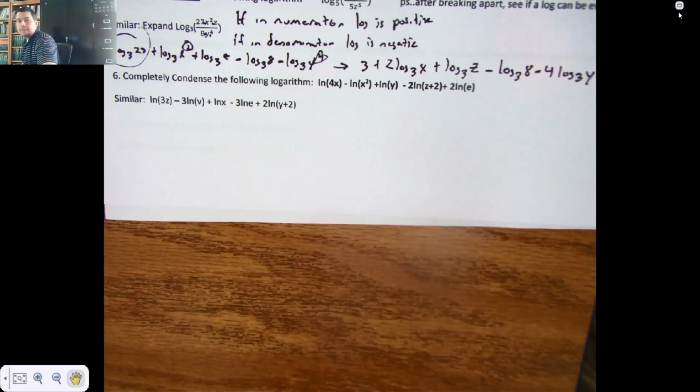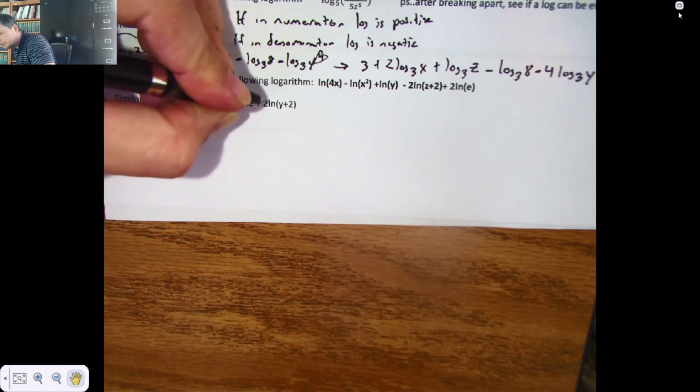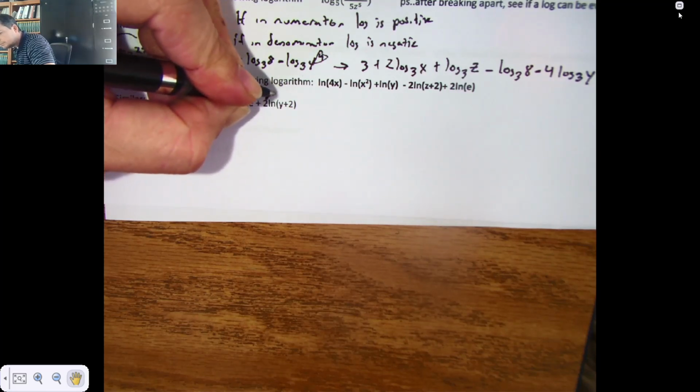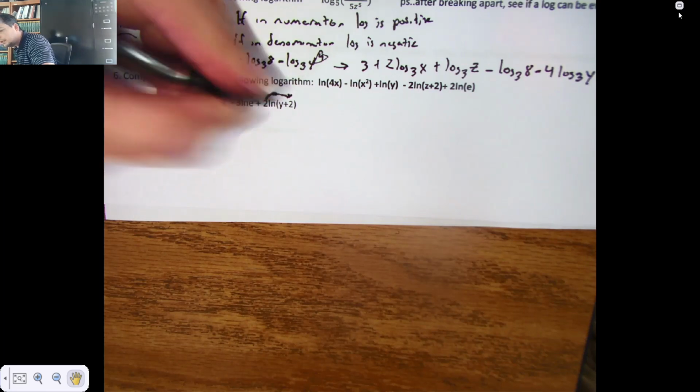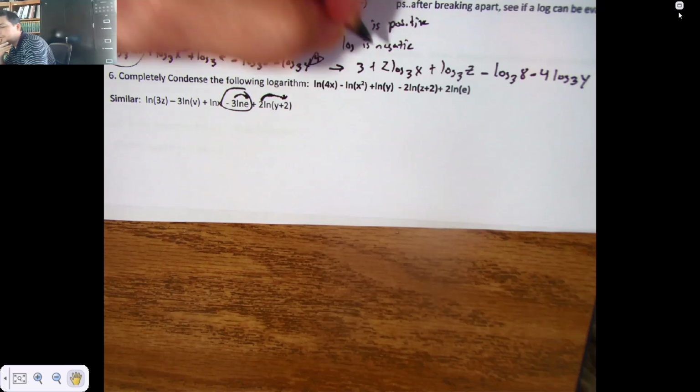And I'm going to stop on 6 for the day because I'm tired. Completely condense this logarithm, the other way around. If it's positive, it's in the numerator. If it's negative, it's in the denominator. First things first, those have to be moved. And this one's kind of special. I don't even need to move the exponent.